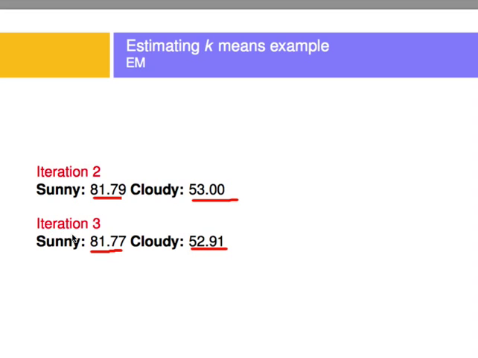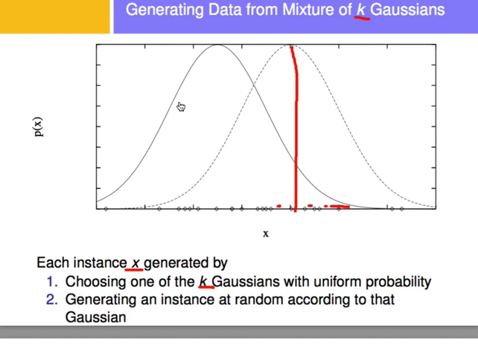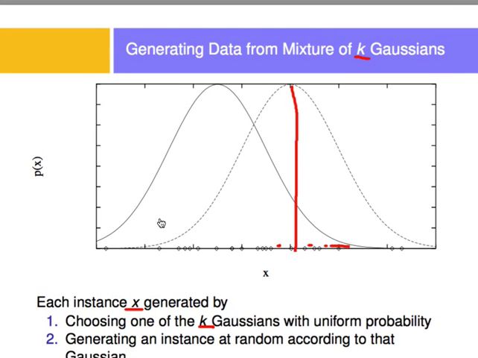So then I iterate again. And again, for the sunny days, it doesn't change much. And for the cloudy days, now it changed by 0.09. So we stop iterating there. And we can say that for sunny days, the temperature is approximately 81.77, and for cloudy days, it is 52.91. We have found the two Gaussians from which these numbers were taken, right? In other words, in this initial picture, we have found the means of these two Gaussians, and all we were given were these data points. And that is how expectation maximization works.